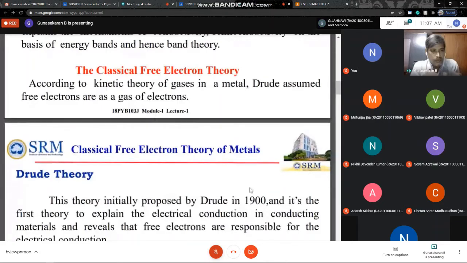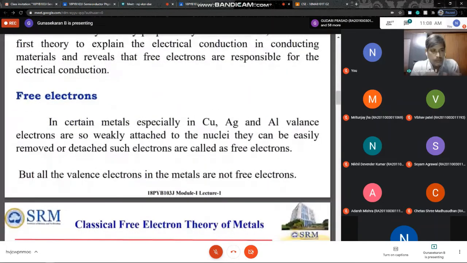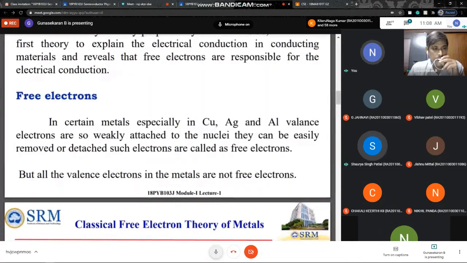Now according to this, in certain metals, for example, copper, silver, aluminum. Copper is a very good conductor, I think you know, and aluminum nowadays is also used; copper is replaced by aluminum in almost all cases. Copper, what is the atomic number? Say copper atomic number. 29. Okay. Silver, Ag: 47. Okay. Aluminum: 13.